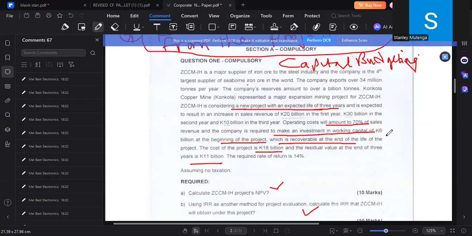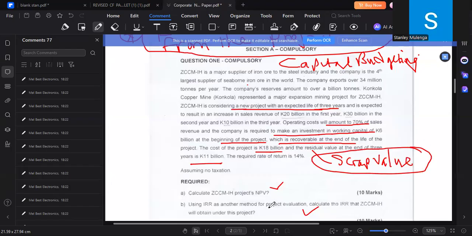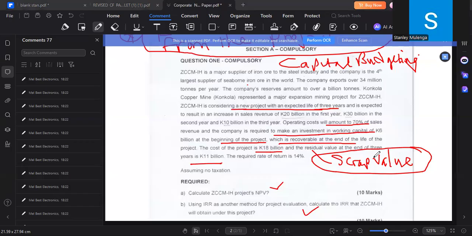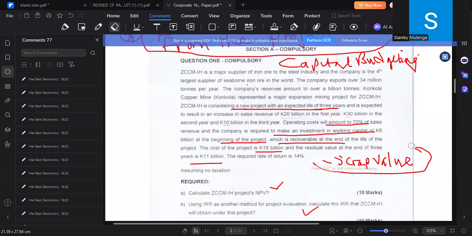Okay. And then the cost of the project was 18 million or 18 billion. And the residual value or scrap value is what remains of the project. That's other money, which was actually 11 billion. All right. So this is the question now. Then the cost of capital was given. Okay. So we have the cost of capital is 14%.